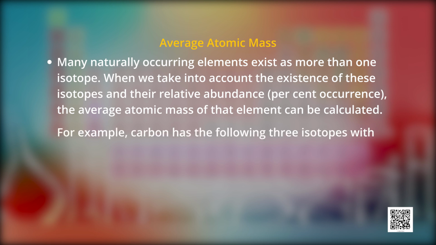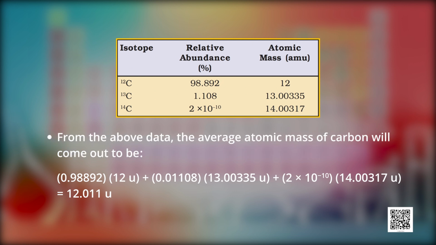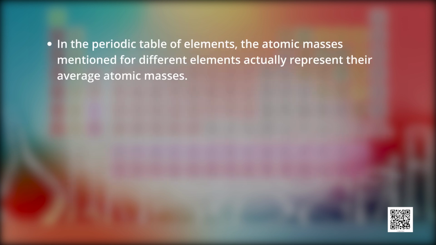For example, carbon has three isotopes with relative abundances and masses as shown against each of them on the screen. From the above data, the average atomic mass of carbon will come out to be 12.011 u. Note that in the periodic table of elements, the atomic masses mentioned for different elements actually represent their average atomic masses.